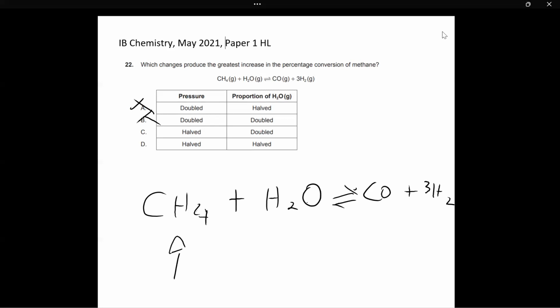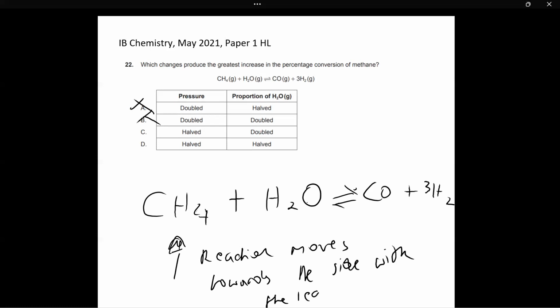So as you increase pressure, when pressure goes up, the reaction moves towards the side with the least gaseous molecules. Sorry for my handwriting, but essentially what I'm saying is that when you increase the pressure of a reaction in an equilibrium, it moves towards the side with the least gaseous molecules.